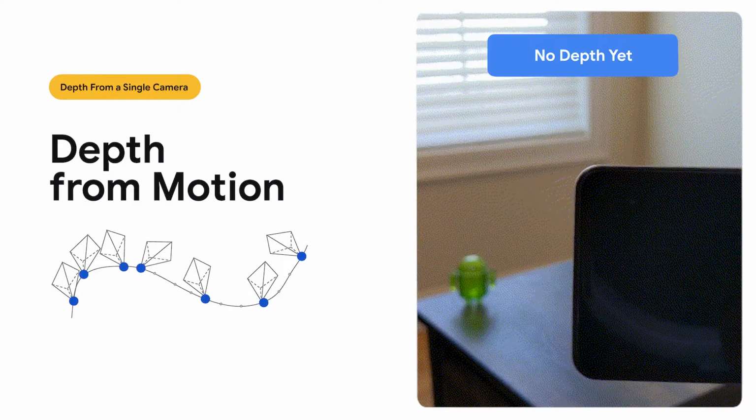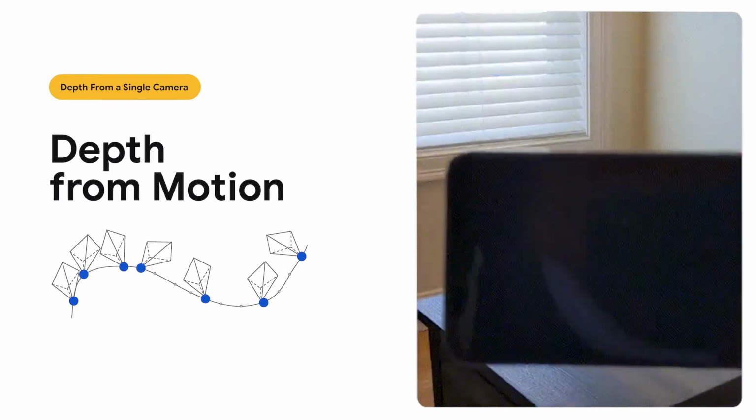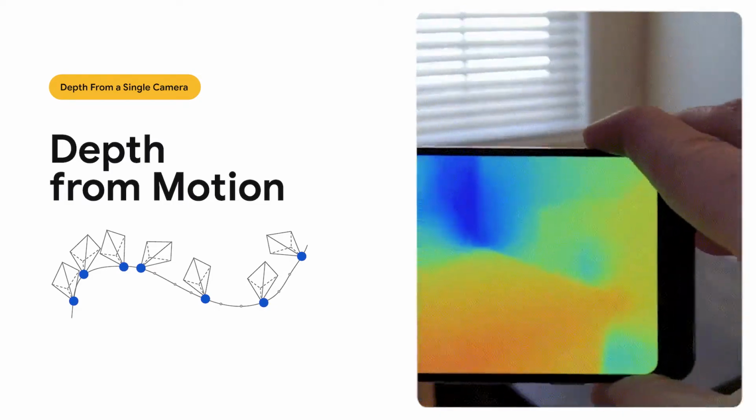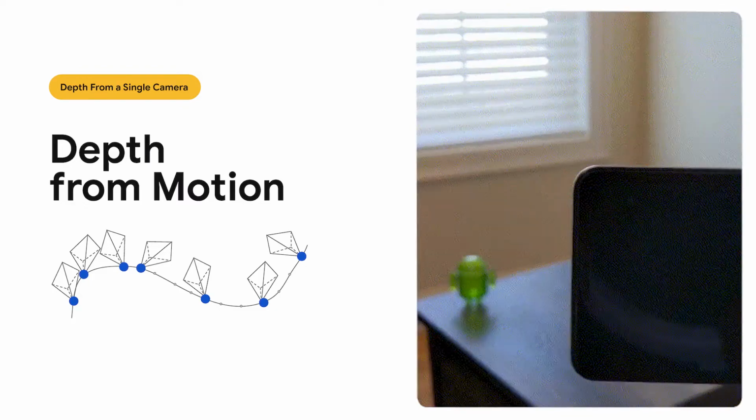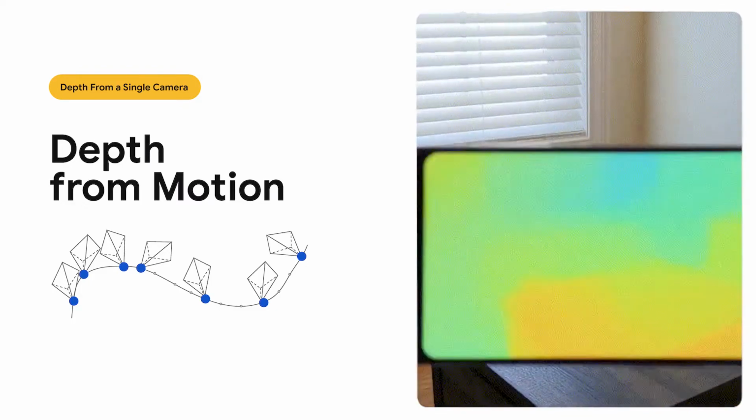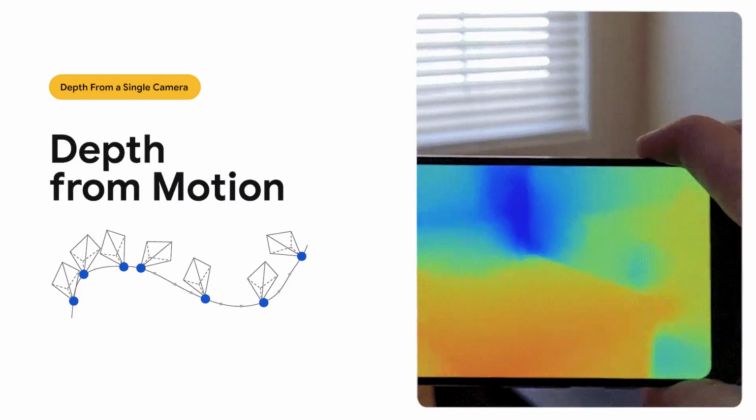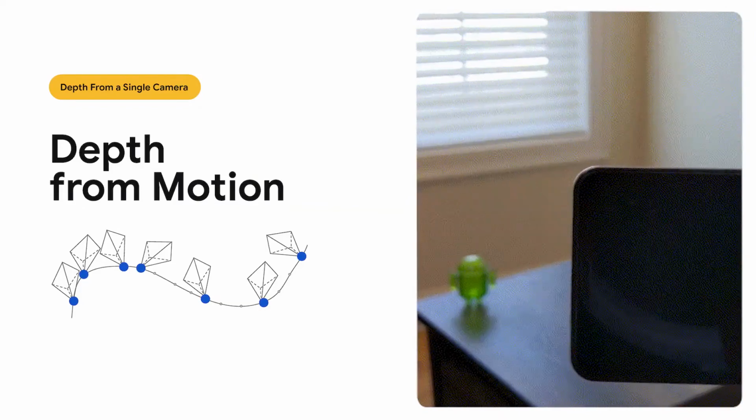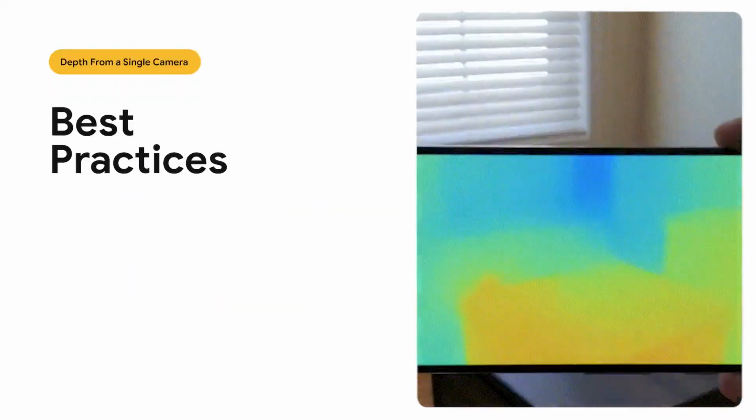As shown on the right is a phone that just started a new AR session. The screen is black because no depth has been found yet. Next, let's see what happens when we start moving. Depth pops up. That took just a couple centimeters of motion and we got robust, accurate depth for the full image. There are some points to keep in mind when designing experiences around this depth.